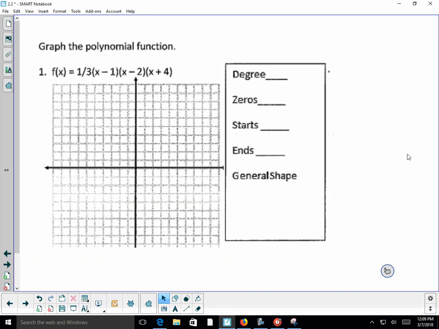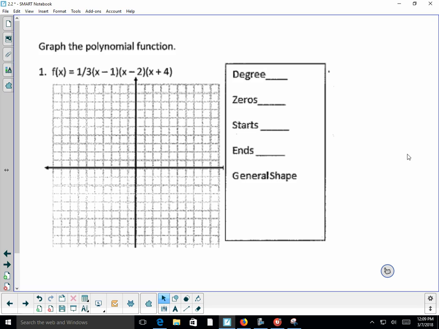Really, you can check this with your calculator, but my goal for you is to be able to graph this fairly well without a calculator, using the leading coefficient test that we talked about on the other side of this paper, and what we just talked about as far as will the graph cross or bounce at the zeros. So what do I want you to do? First of all, I want you to tell me what's the degree of this. If I was to multiply this all out, we would end up with degree what?